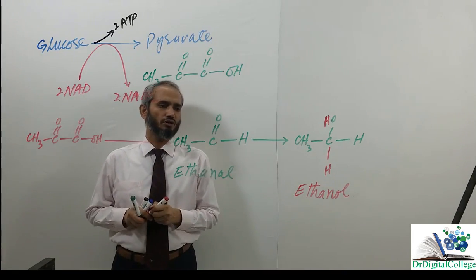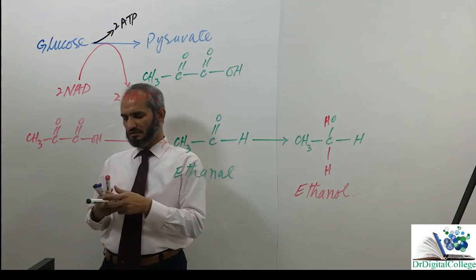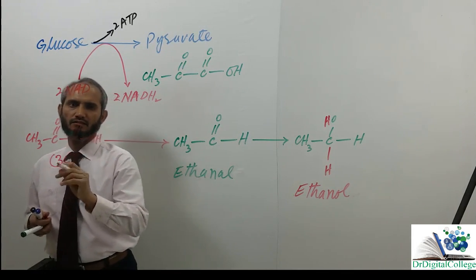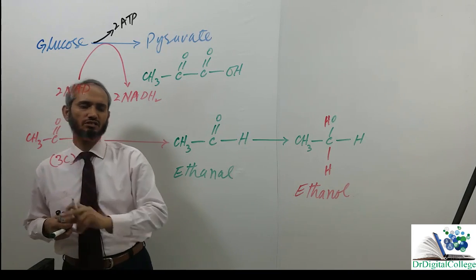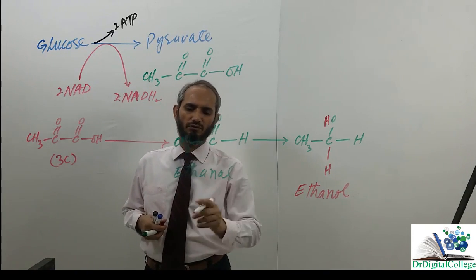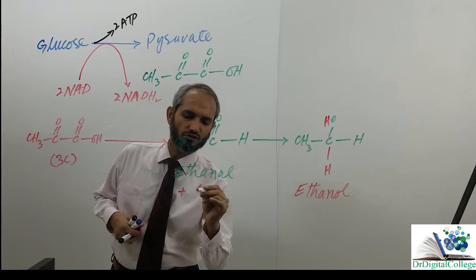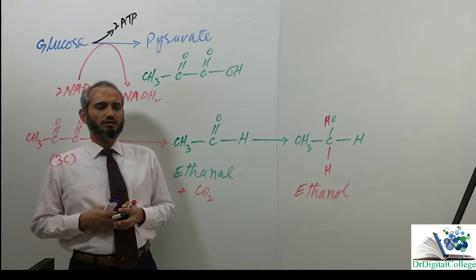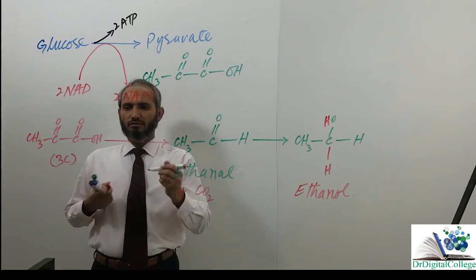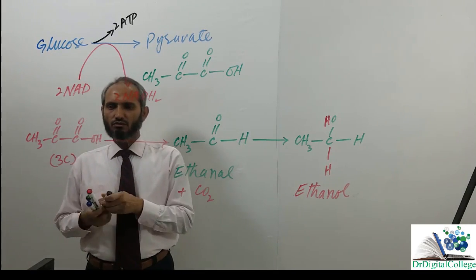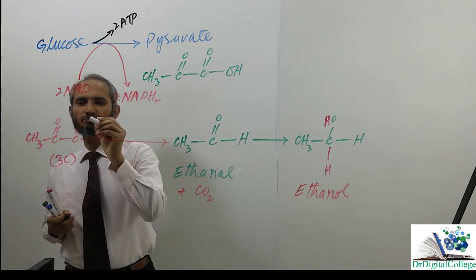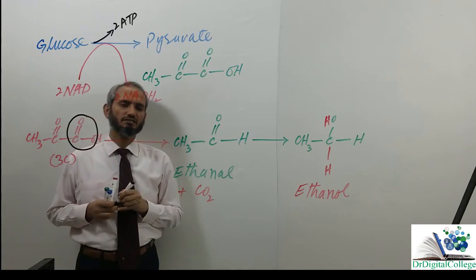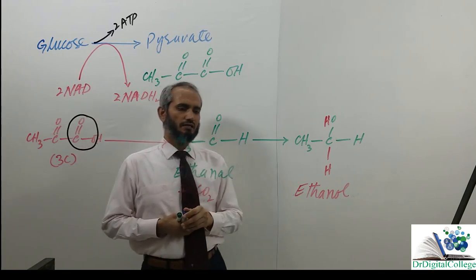This is the reduction of acetaldehyde, and here you can see that pyruvate is a 3 carbon compound, 1, 2, 3, while ethanol is a 2 carbon compound. So there is the formation of 1 carbon dioxide along with it. This carbon dioxide is coming out from this one, and is given out in this form, and ethanol is formed.